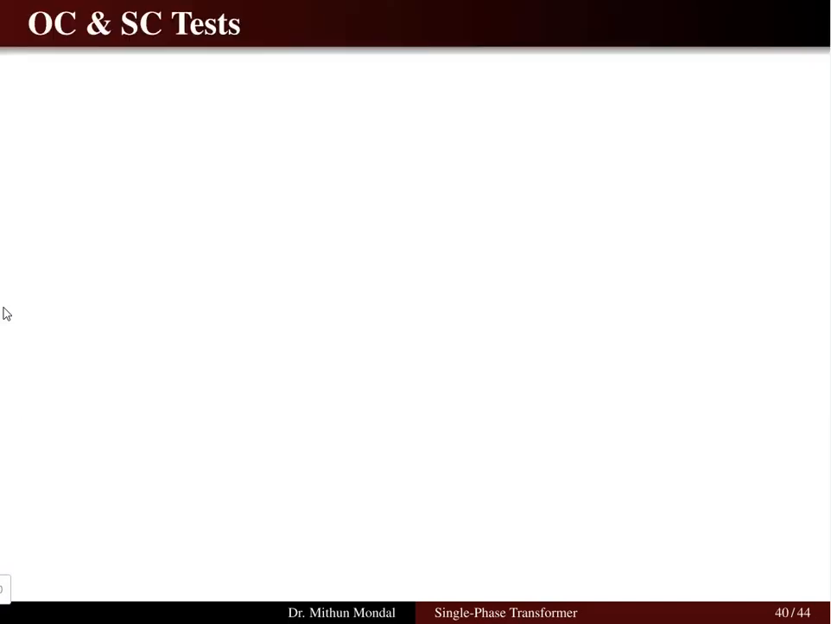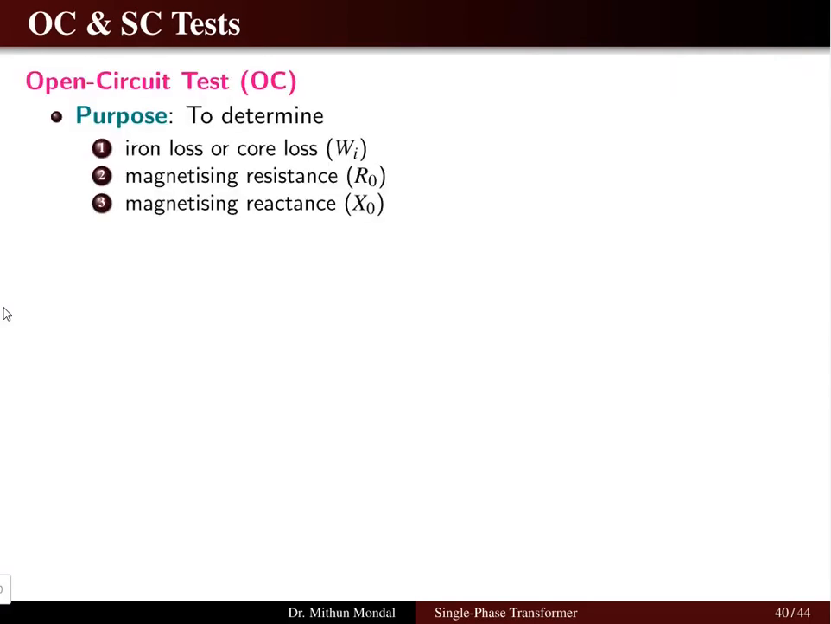Now, the next topic is the open circuit and short circuit test on the transformer. So why are we performing the open circuit and short circuit tests? The purpose of the open circuit test is to determine the iron loss or the core loss, which is given by Wi. This is the first reason. The second reason is to compute the magnetizing resistance denoted by R0 and the magnetizing reactance denoted by X0.